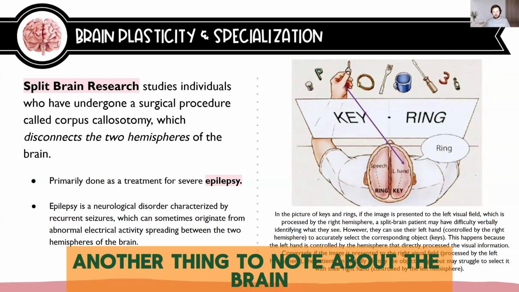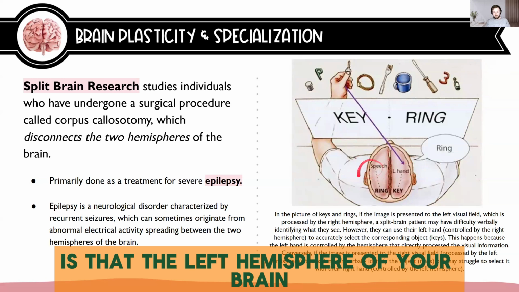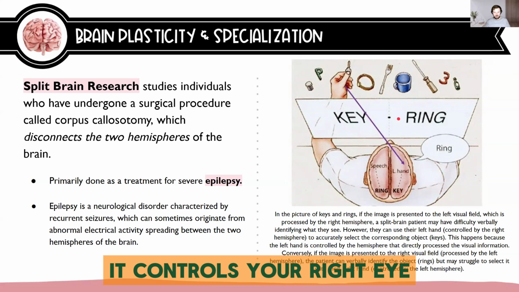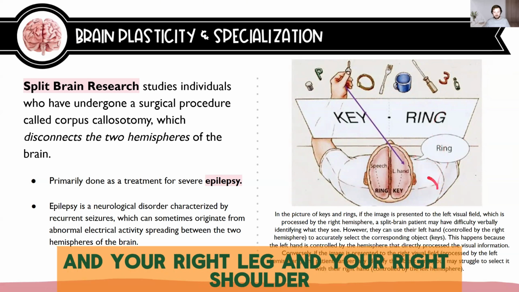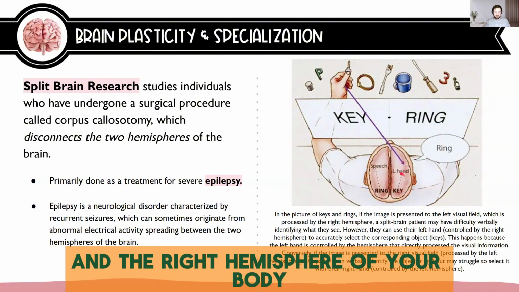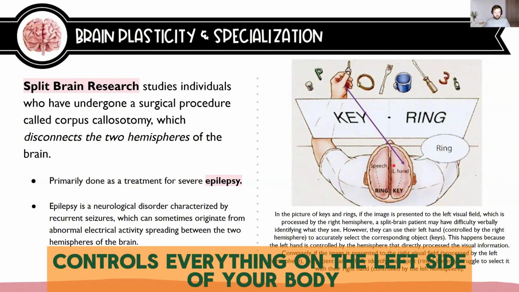Another thing to note about the brain is that the left hemisphere of your brain controls the entire right side of your body, right? It controls your right eye, but it also controls like your right hand and your right leg and your right shoulder and everything on the right side. And the right hemisphere of your body controls everything on the left side of your body.